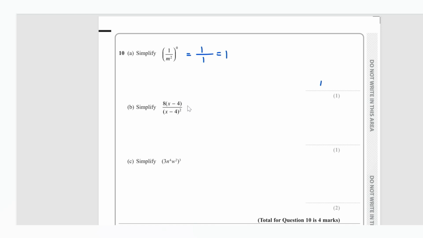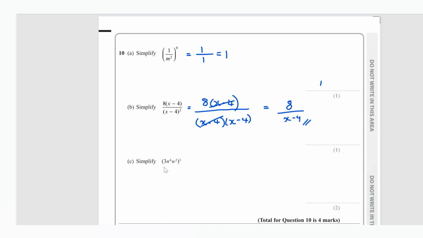For part B, this is a bit more of an algebraic question, but let's work this out. So we've got 8 x minus 4 over x minus 4 squared. So if we rewrite this with these double brackets, we get this, and as these two brackets are the same, we can cancel out, which leaves us with a final answer of 8 over x minus 4.